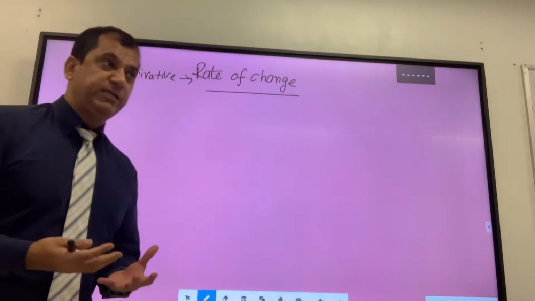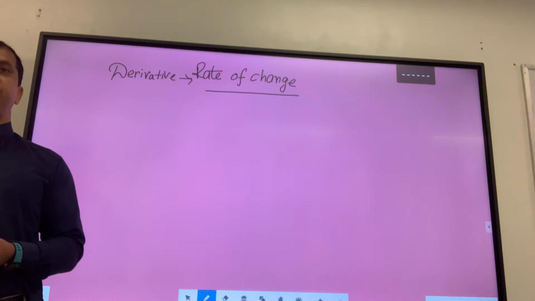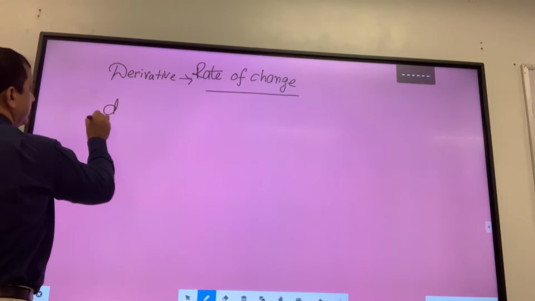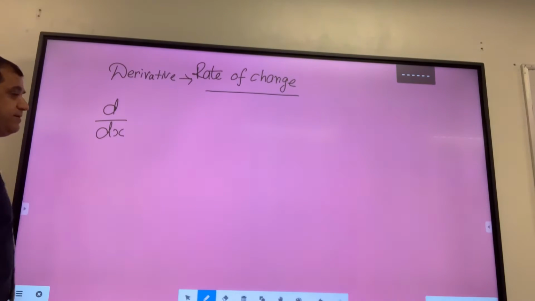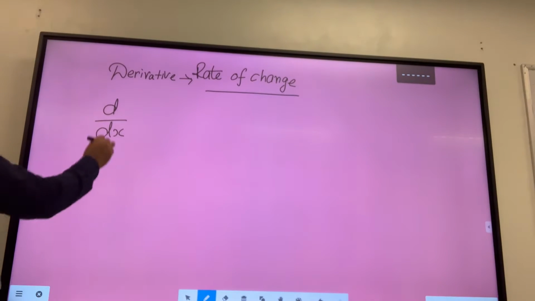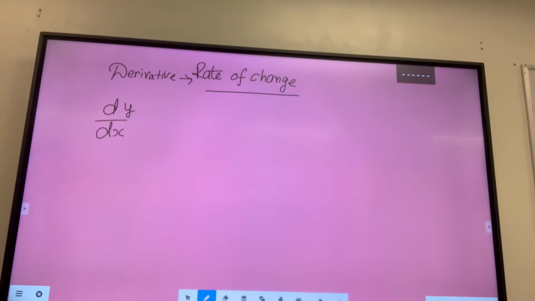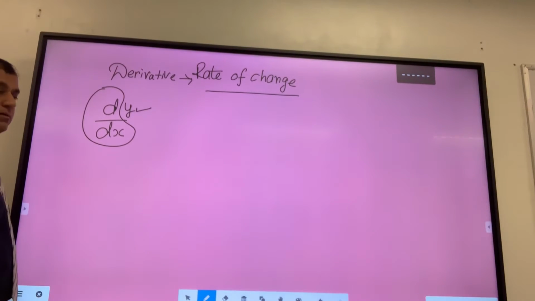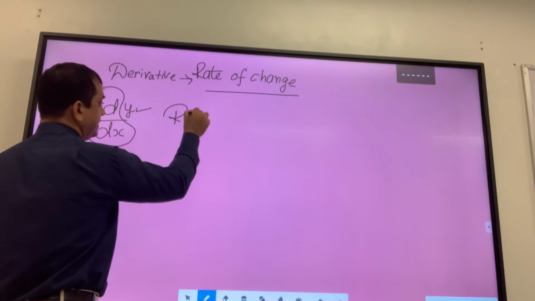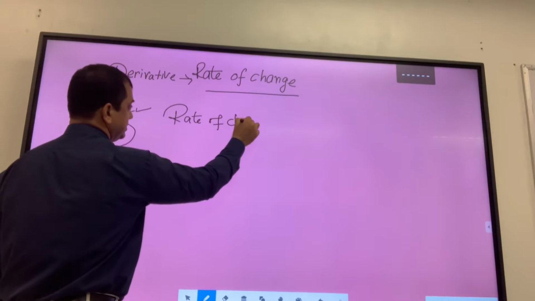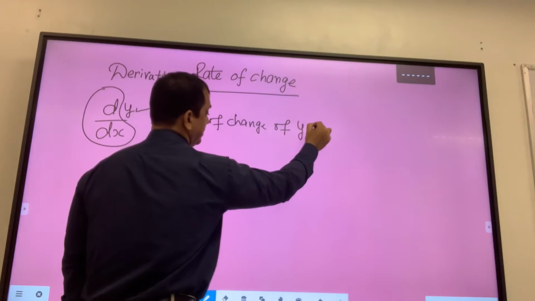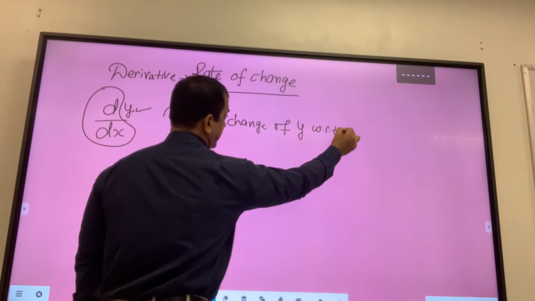Derivative as rate of change. We know by definition that derivative is rate of change of a function with respect to a variable. If I write here d/dx, this is the derivative with respect to x of a function or dependent variable y. So this d/dx is basically the rate of change of y with respect to x. This is the rate of change of function or variable y with respect to another variable x.